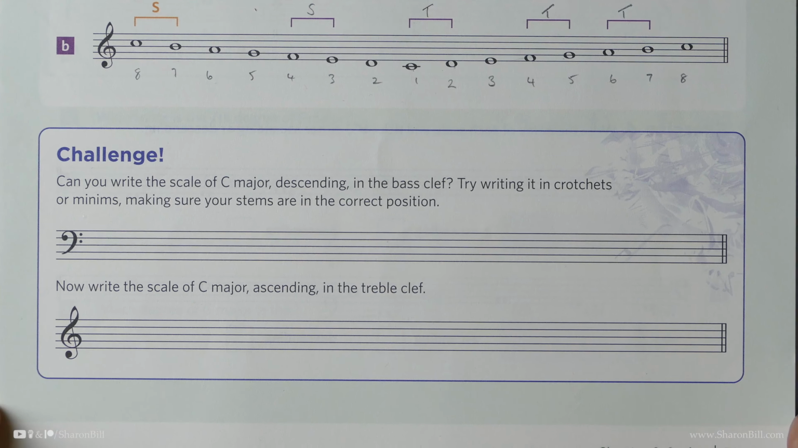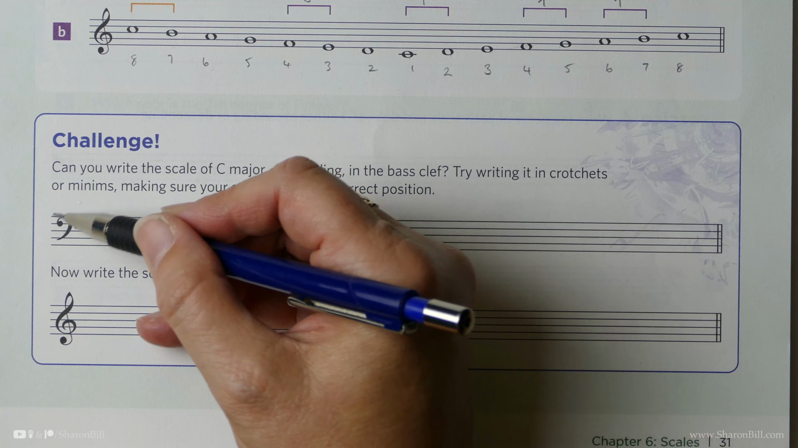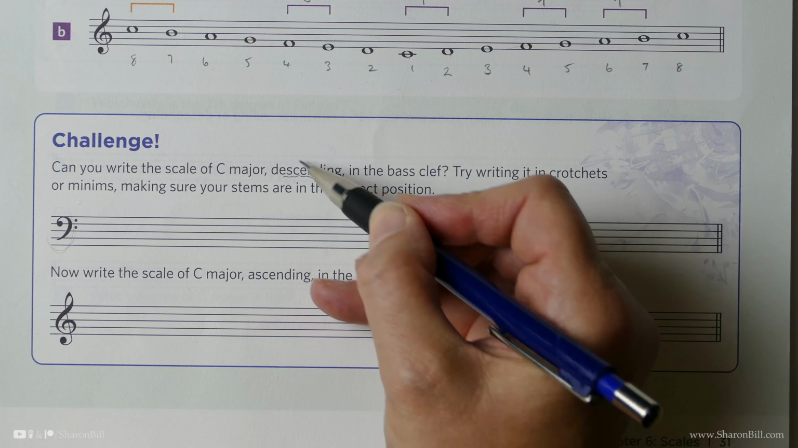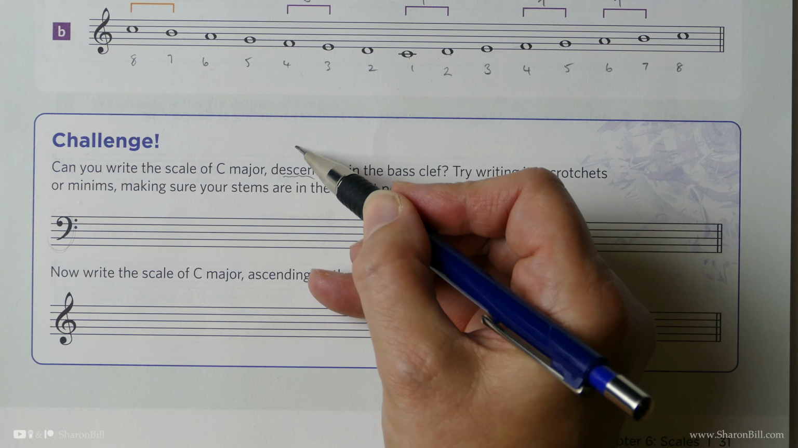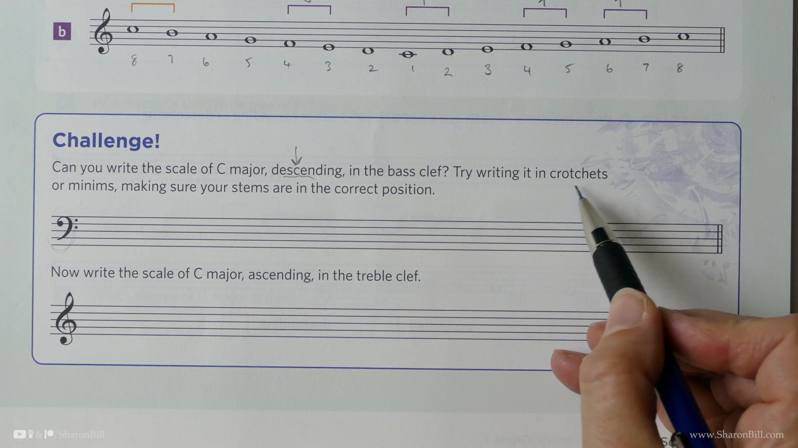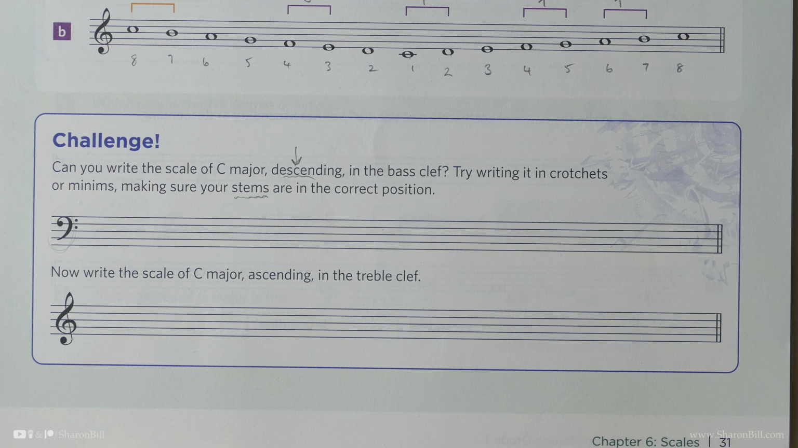Now we have a little challenge at the bottom of this page. We've done quite a bit of work about scales, and so now we can try writing one ourselves. There's a few things to bear in mind. Watch out which clef, and also watch out it's descending. We need to be going downwards, so we need to start quite high so we've got room to come down. We're asked to write it in crotchets or minims, so we're going to have to watch which way our stems go. So it's putting quite a lot of things into remembrance here.